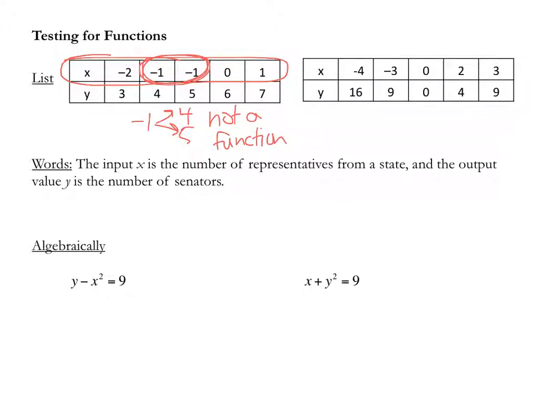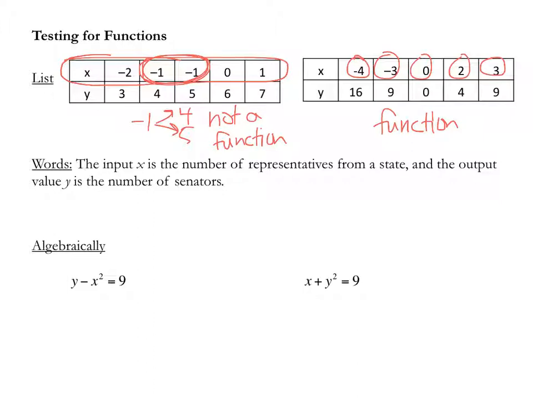If you look at the next one, if we look at each of these values in the x, they're not used more than once, so they're each already going to only one spot, so this one is a function. Do note that the 9 in the y gets used more than once, but we're not focused on the y, we're just focused on the x.